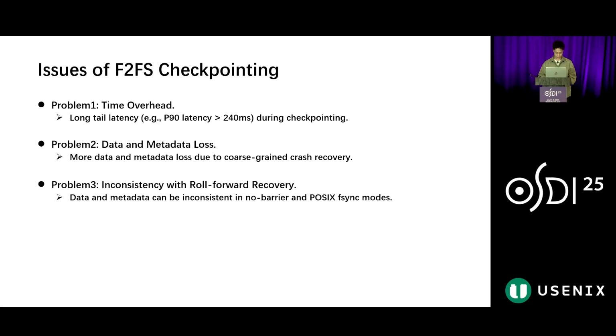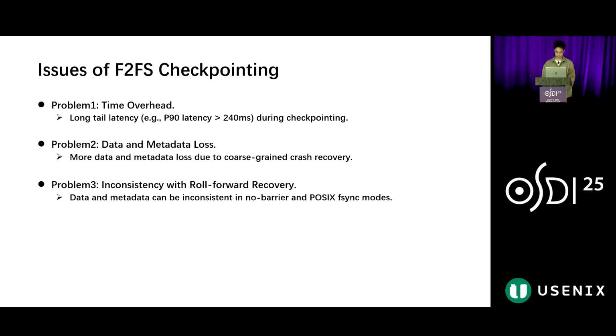And the third problem is the inconsistent roll-forward recovery. Briefly speaking, F2FS provides three fsync modes to persist the data and metadata. However, for the no-barrier and POSIX modes, due to I/O reordering, the metadata can be persistent but the data is not, so it will lead to some inconsistency issues.